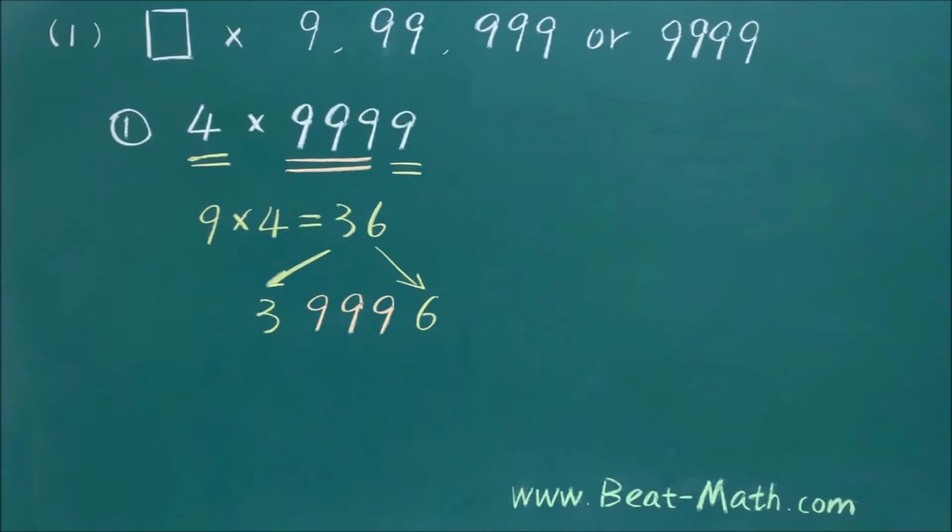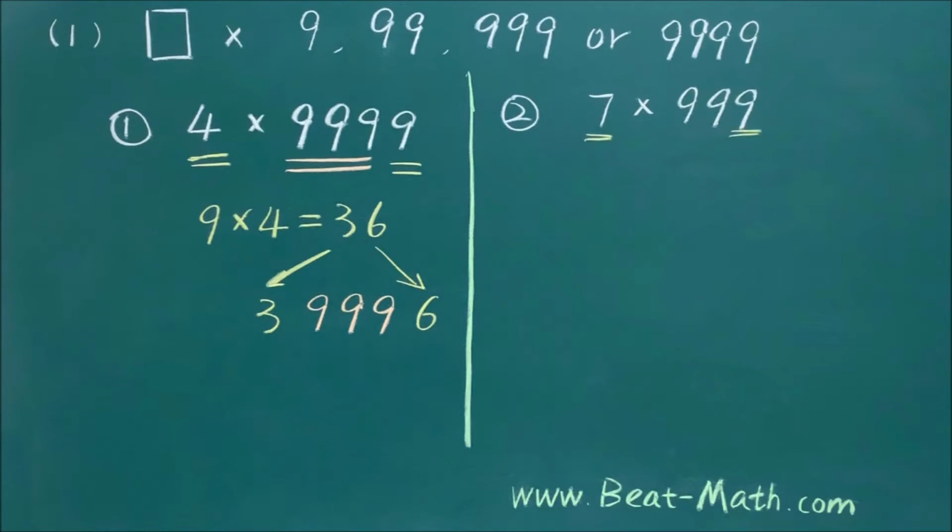Let's look at another example. 7 times 999. Multiply 1 nine by 7 and get 63. We put 6 in the first and 3 in the last position. Then we put the other 2 nines in the middle and get 6,993. And just like that, we're all done.